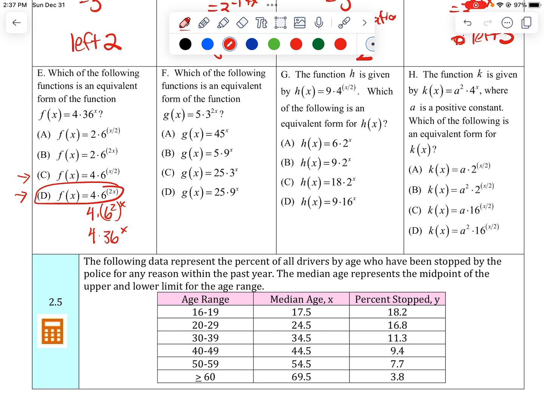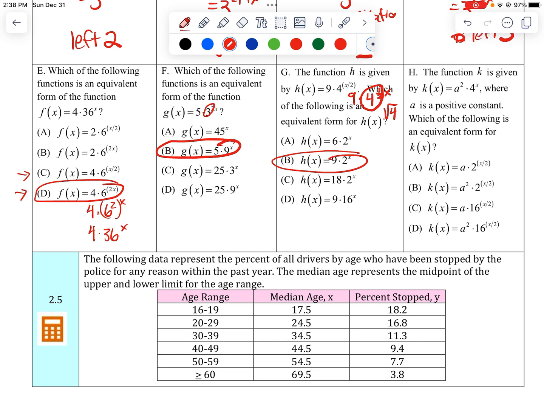5 times 3 to the 2x. Well, I know I can do 3 squared to the x power. So that would be 5 times 9 to the x. Let's see, how do I break this one up? Let's see, 9 times 4, well, that's to the half times x. 4 to the half, that's the square root. So 9 times 2 to the x.